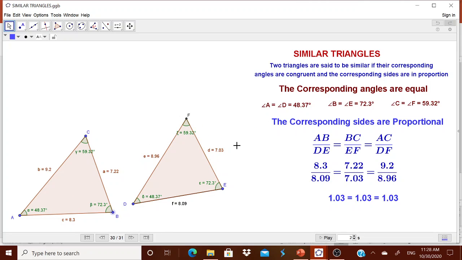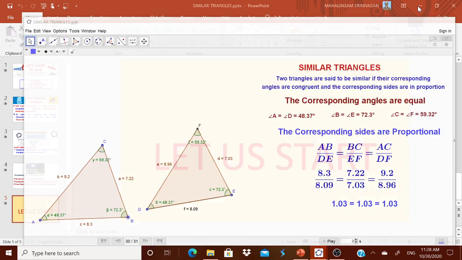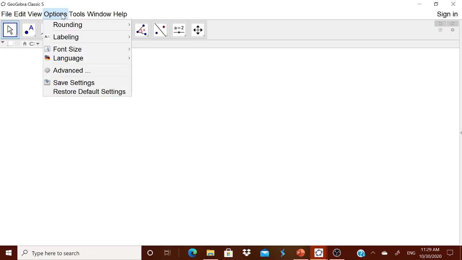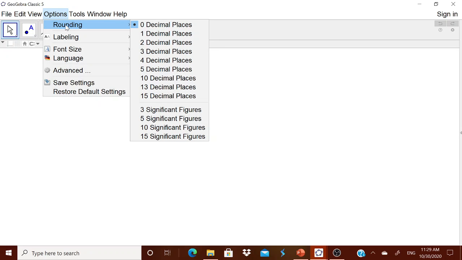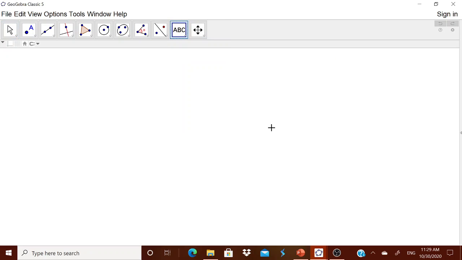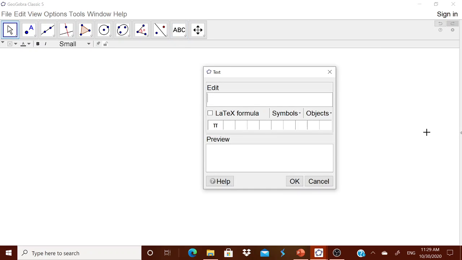Okay, let us try to make this worksheet from scratch. For that, I have taken a GeoGebra 5.0 worksheet and I have selected geometry view, and in the options I have selected rounding off to 0 decimal places, and in the labeling I have taken new points only. Now what you can do is make use of this text and you can tell them the property of similar triangles. Two triangles are similar when their corresponding angles are equal and the sides are proportional.